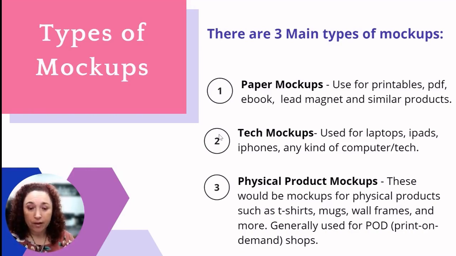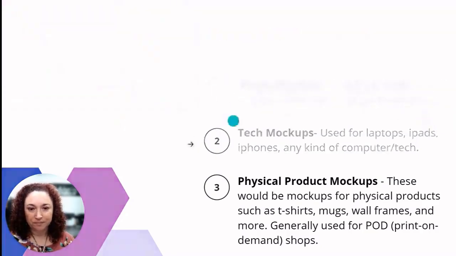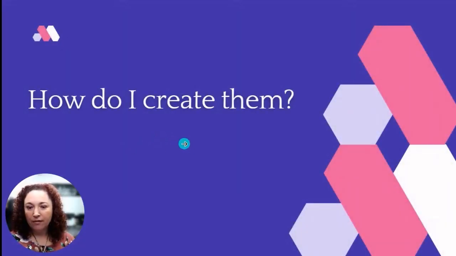And the third one would be physical product mock-ups. These would be mock-ups for if you're doing print on demand for t-shirts, mugs, wall frames, all kinds of actual physical products. So we'll touch on that as well. First of all, we are going to go into how do I create these, and we'll demonstrate as we go along how to do that.